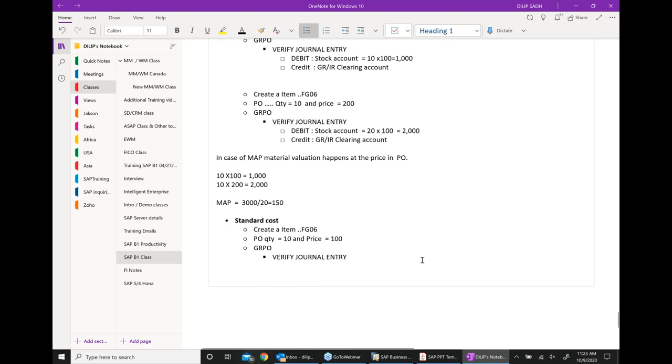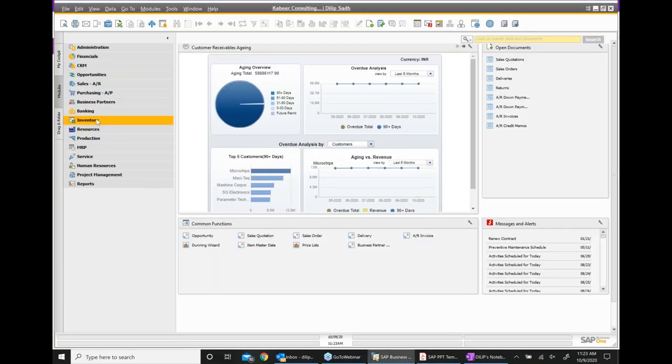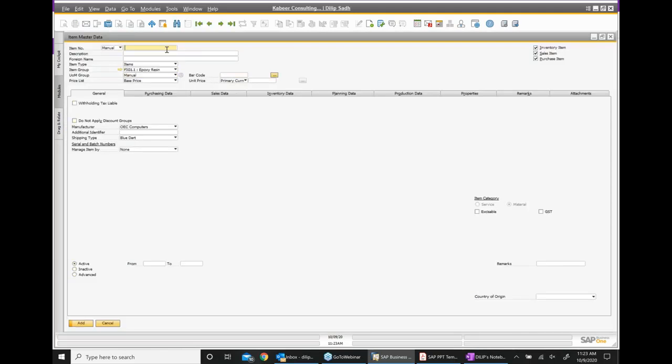So here also, we're going to create a new material. So I go to item master. Now for the item master, I select item FG07 or whatever. Then we go to item standard price.